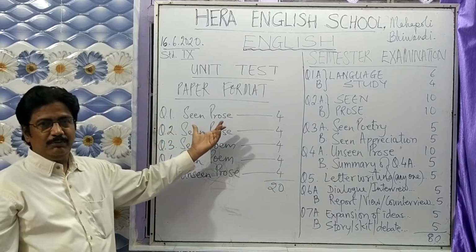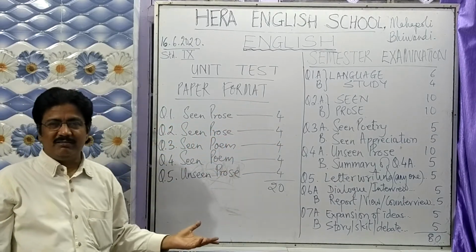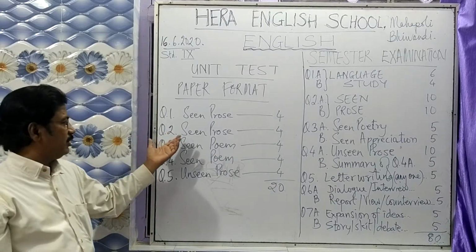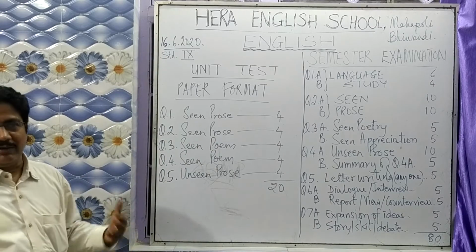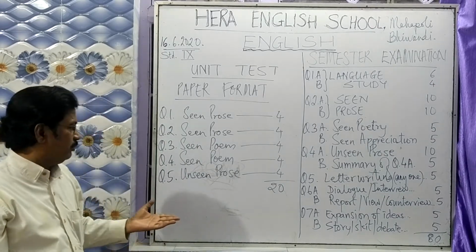Question number 1, seen prose, that means we'll give one of the passages from your lessons. Question number 2, seen prose again, another passage of what I have taught you, what I have given to you, what I have written in your question on the board.